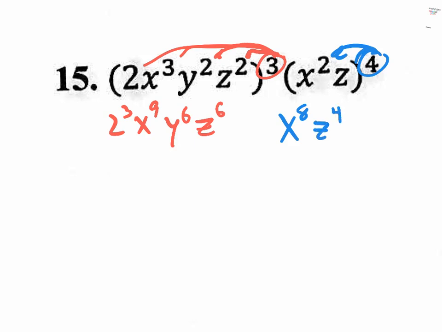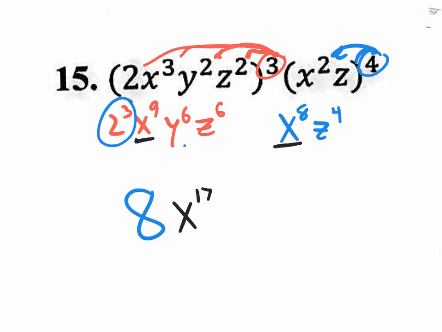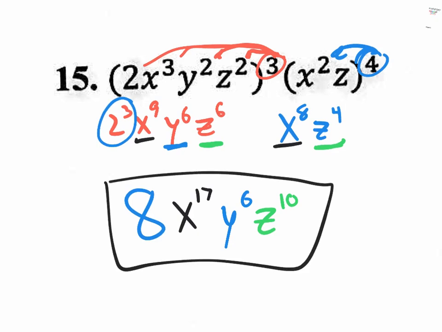Now it's just a question of doing whatever we can. 2 to the third is really 8. And then you go x to the 9th and x to the 8th. Instead of rewriting it, I'm just going to do it. That's x to the 17th. And then the y, I'm just going to bring it down. There is no other y to multiply it by. And of course, the z to the 6th and the z to the 4th, that becomes z to the 10th. You add exponents when you multiply. Now again, I didn't show my work here. I didn't rearrange everything the way I did on the previous questions.